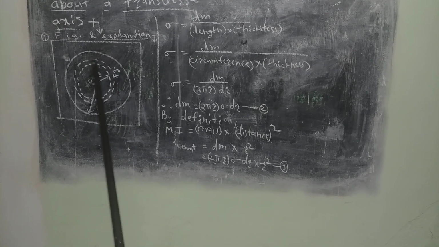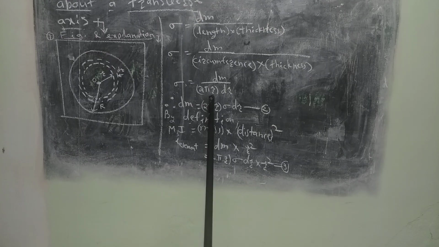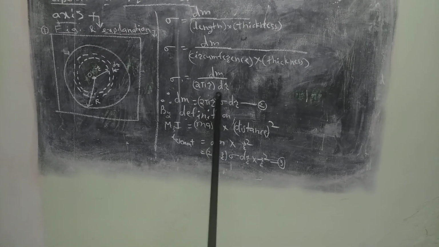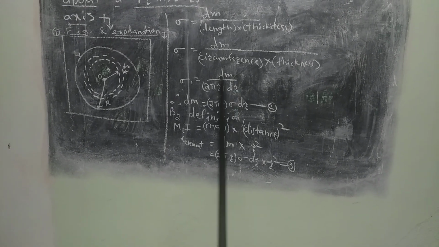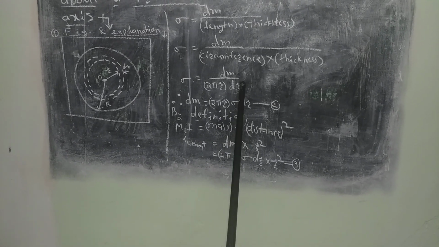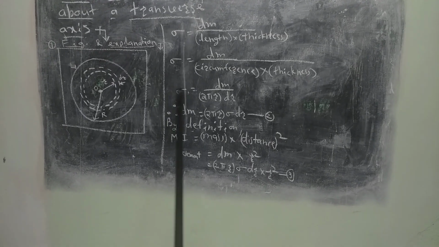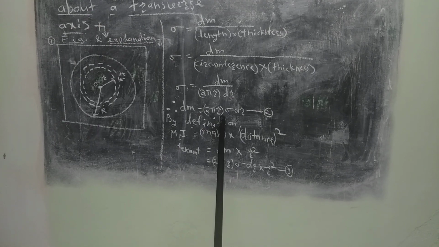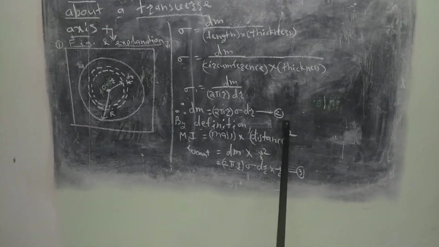By definition, the circumference of a circle of radius r is given by twice pi r. This is a standard formula. So we get sigma equal to dm upon twice pi r into thickness dr. We want to find out dm. So this term is transferred to the other side, cross multiplication. So dm is equal to twice pi r sigma into dr. Equation number 2. Simple mathematics.